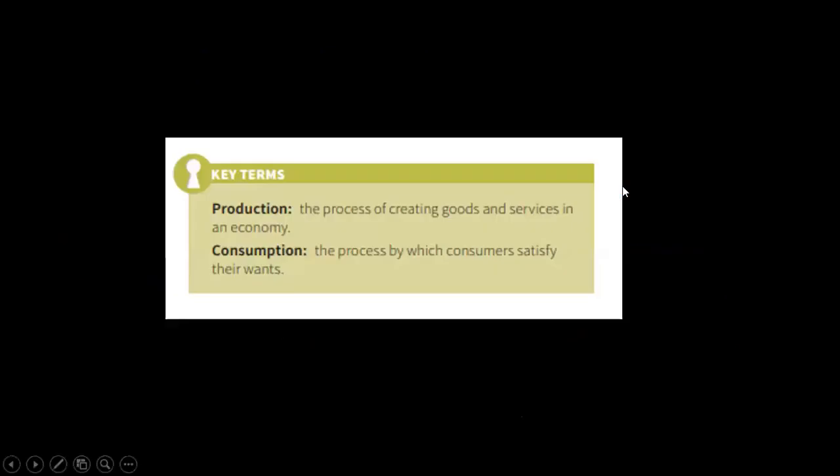So the next is the basic difference between production and consumption. The first is the process of creating goods and services in an economy, which is known as production. And the process by which consumers satisfy their wants is known as consumption. So there is quite a difference between production and consumption. Production is the process of creating goods, and consumption is the process by which consumers satisfy their needs. Okay, so this is about production.